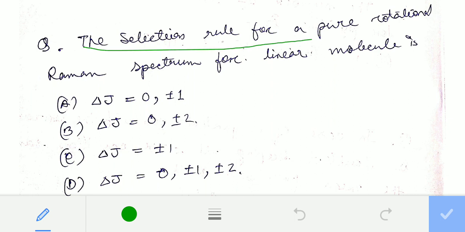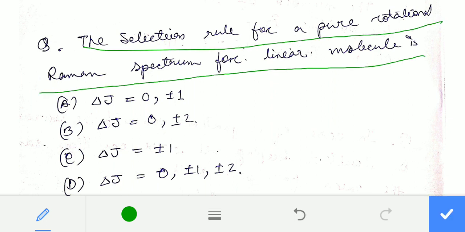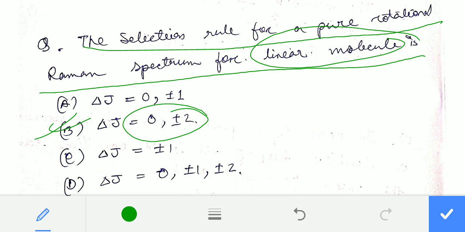The selection rule for pure rotational Raman spectra for a linear molecule, it is delta J is equal to 0 and plus minus 2, right?